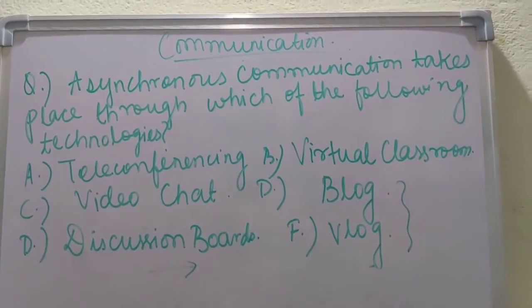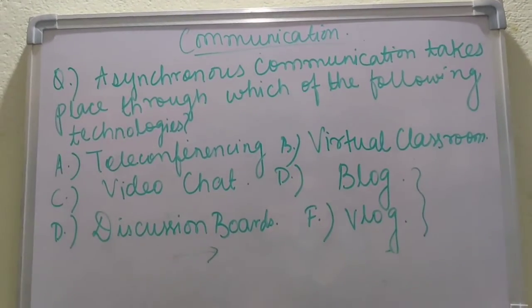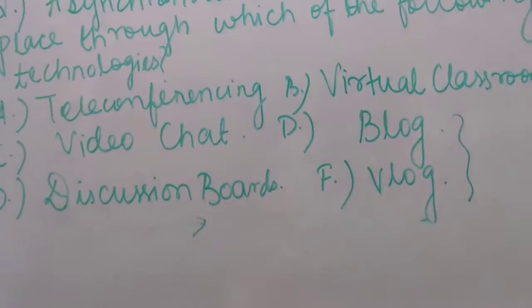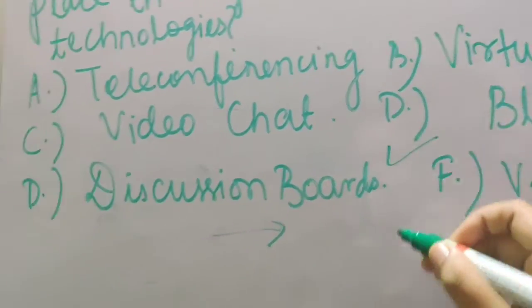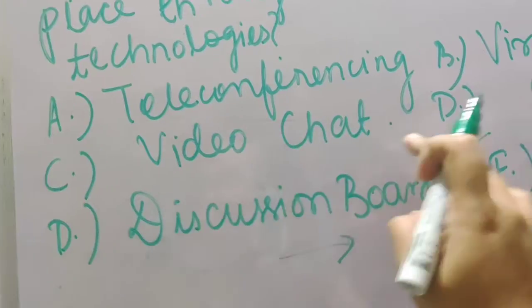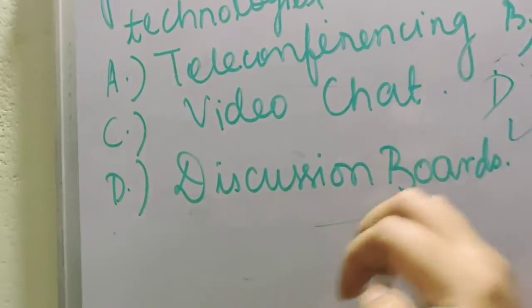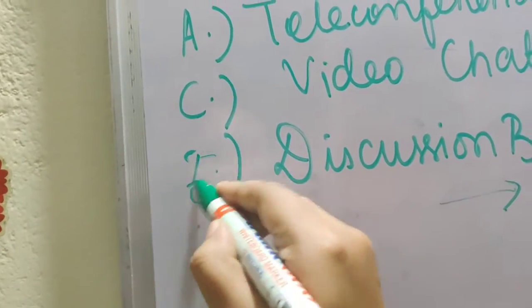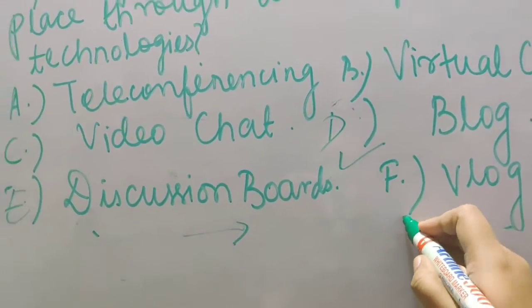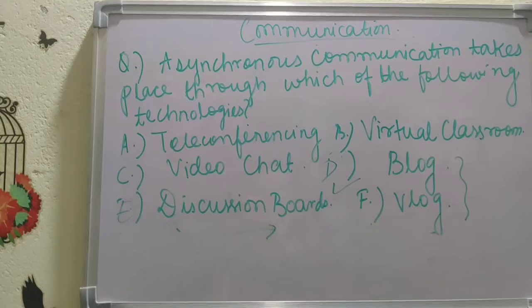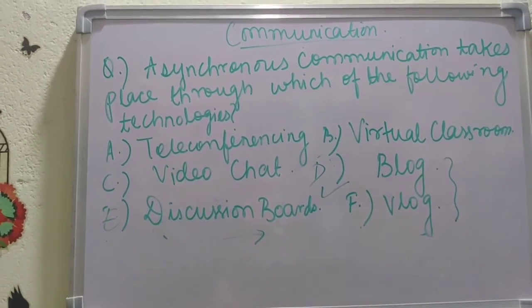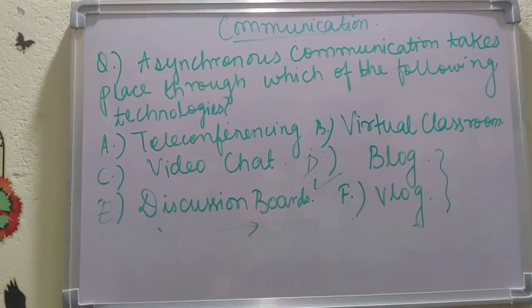So this question, asynchronous communication takes place through which of the following technologies? The answer will be option D, option E and F. So D, E, F will be the answer of asynchronous communication.